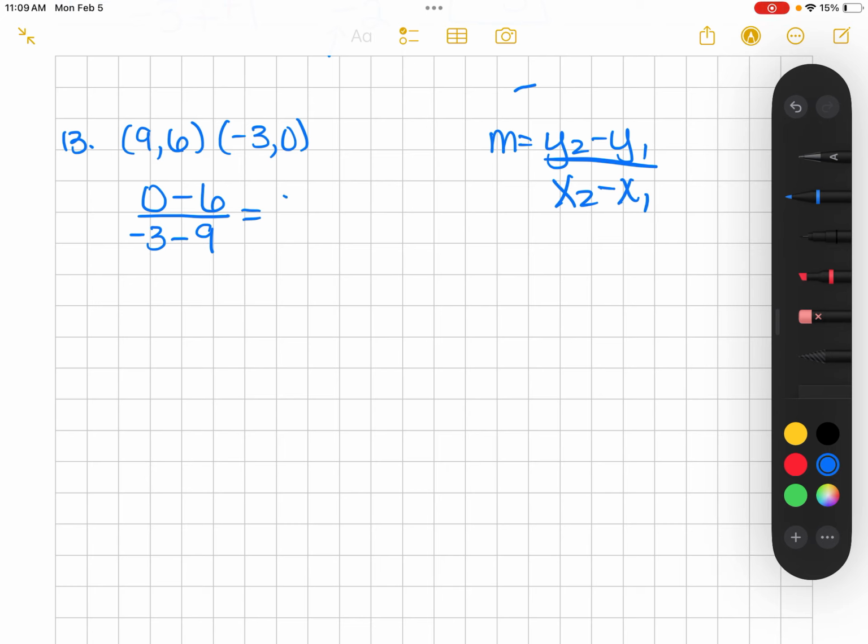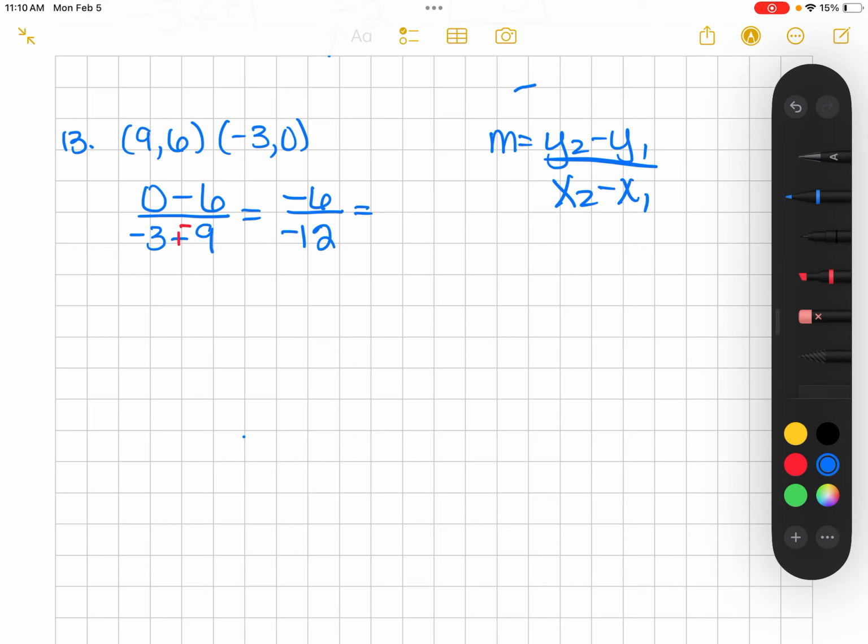So 0 minus 6 is -6. -3 minus 9 is -12. Because if I change this sign to plus a negative, then I'm adding two negatives. That means I add them together and use the same sign.